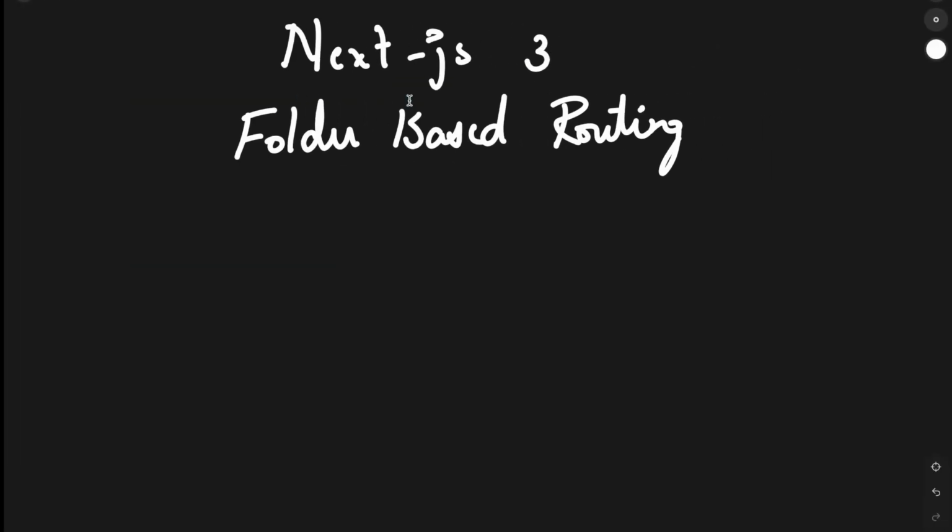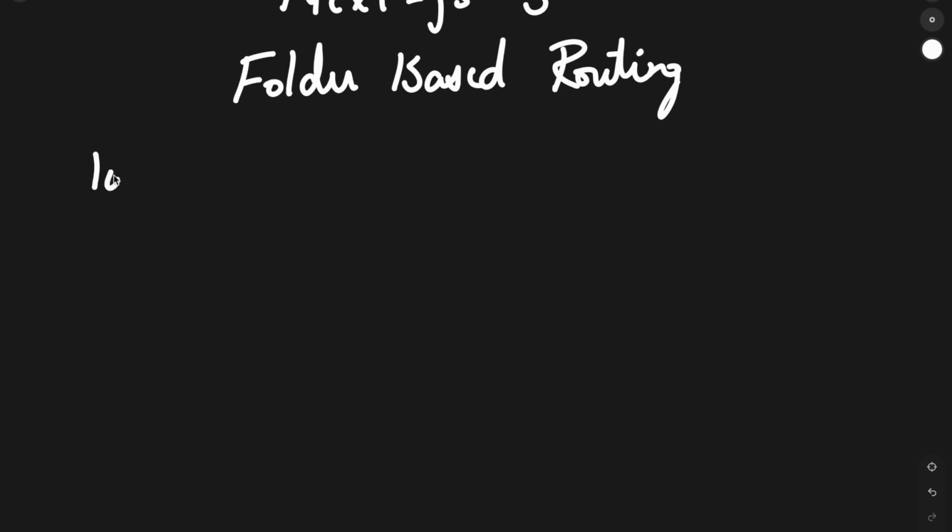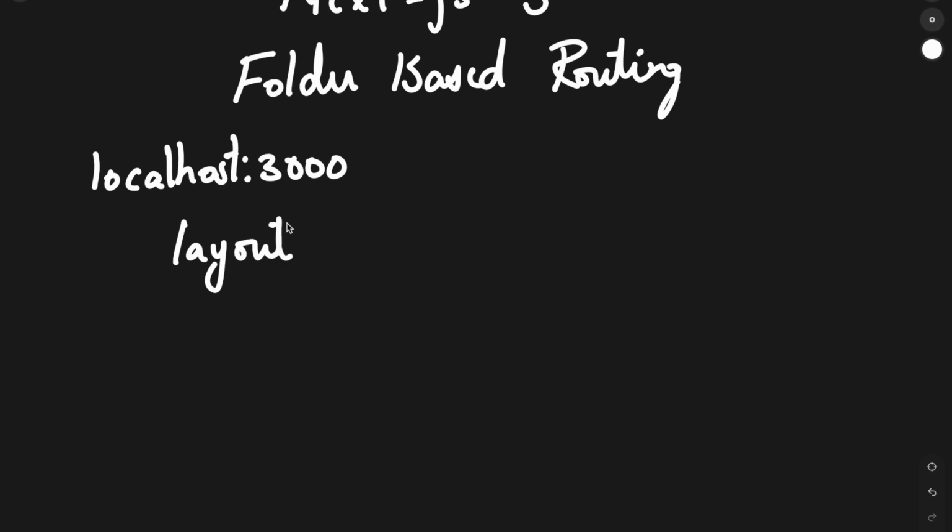Now let's summarize what we have learned. So when you give localhost 3000, that is the home route, the layout.js in the main folder wraps the page.js content that you give in page.js. Layout wraps page.js.